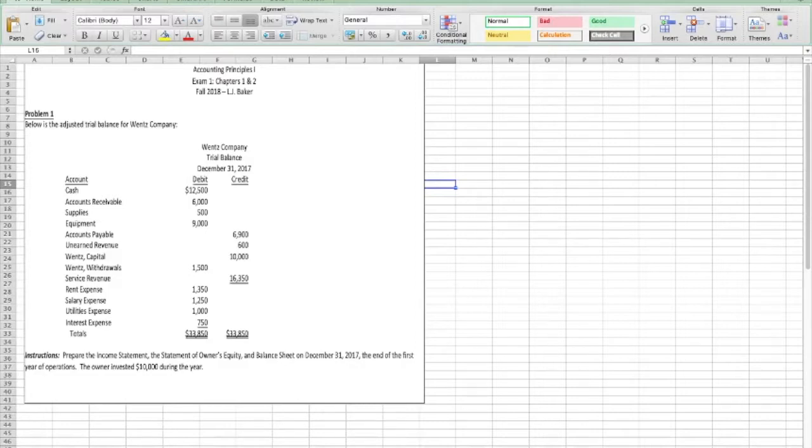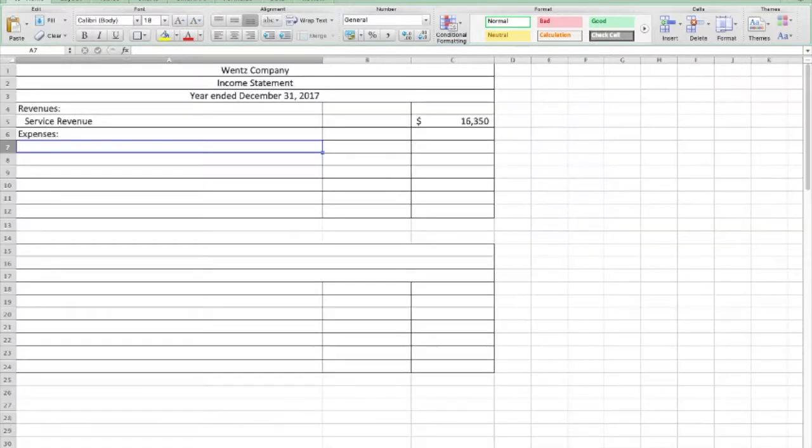Looking back here at my problem info, I have 4 different expenses that I need to show. Remember, these expenses are always listed in decreasing order, highest to lowest. So it looks like I have 4 of them that are already listed for me in that order: rent, salary, utilities, and interest. So I'm just going to throw them over here. Rent expense, salary expense, utilities expense, and interest expense.